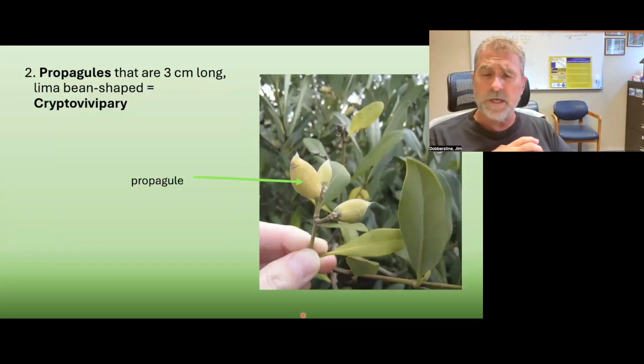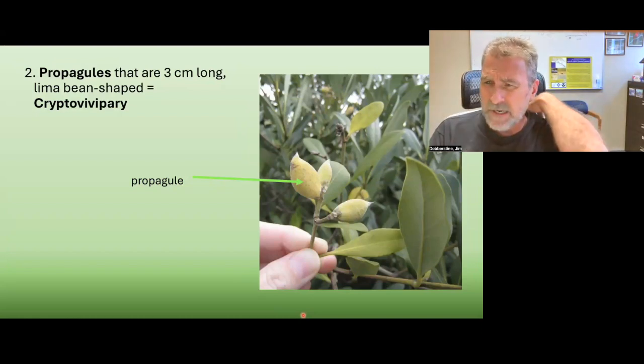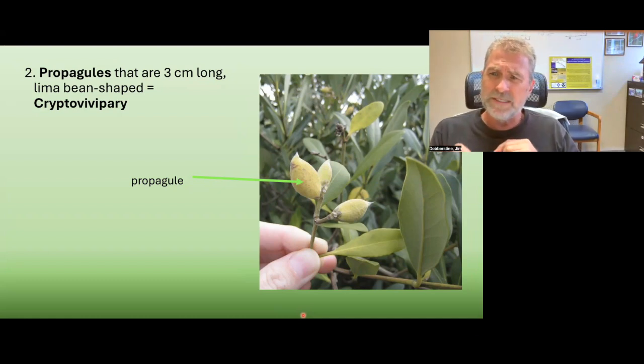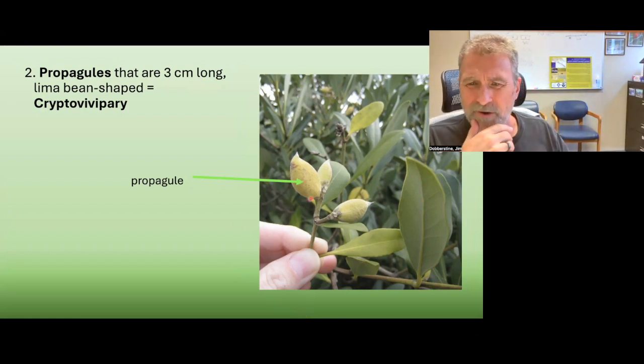Avicennia does produce propagules as well, but in this case it is cryptovivipary. You get these propagules that are about 3 centimeters. They're kind of lima bean shaped, is one way you could describe them. So here's one of those propagules.